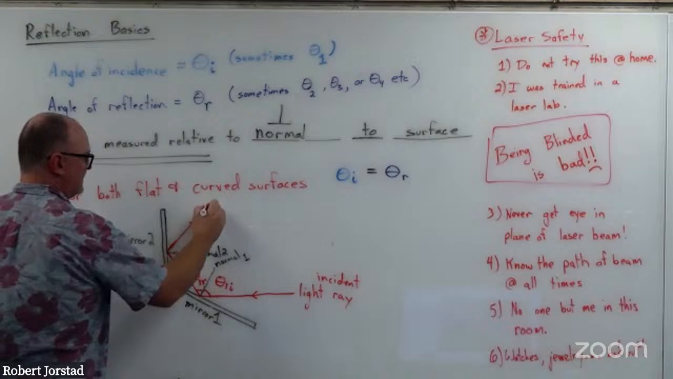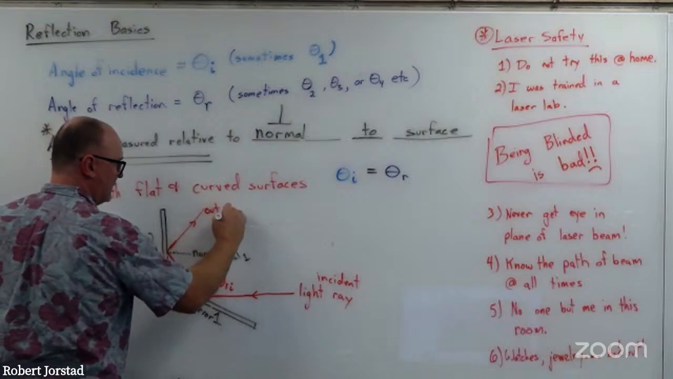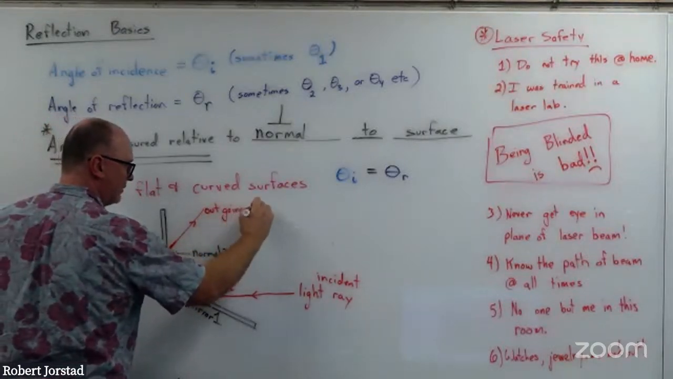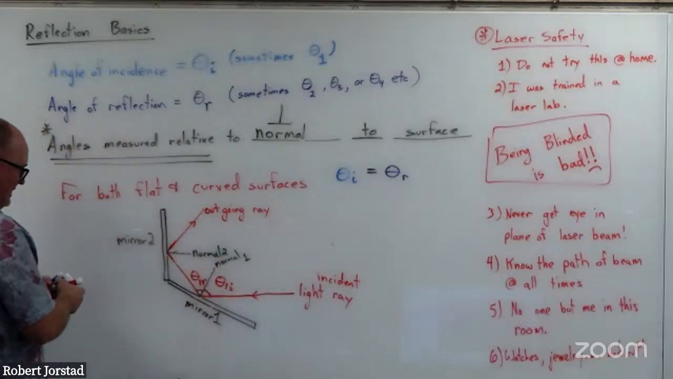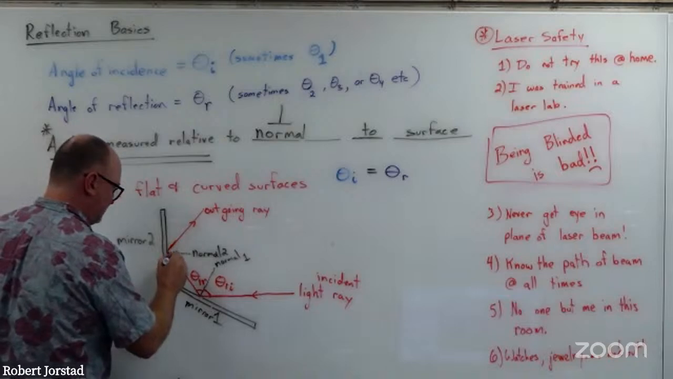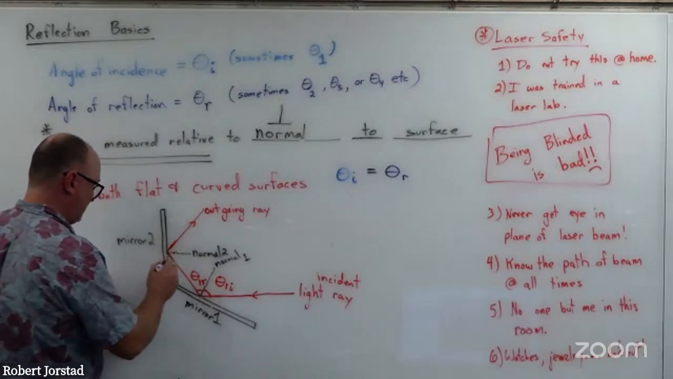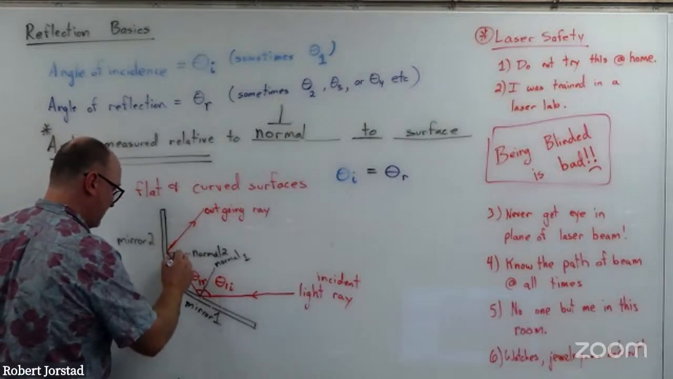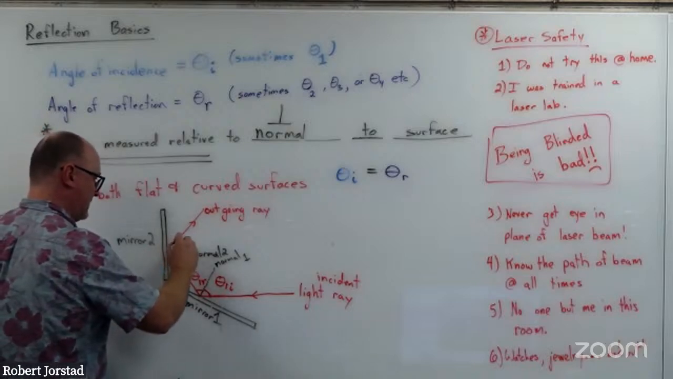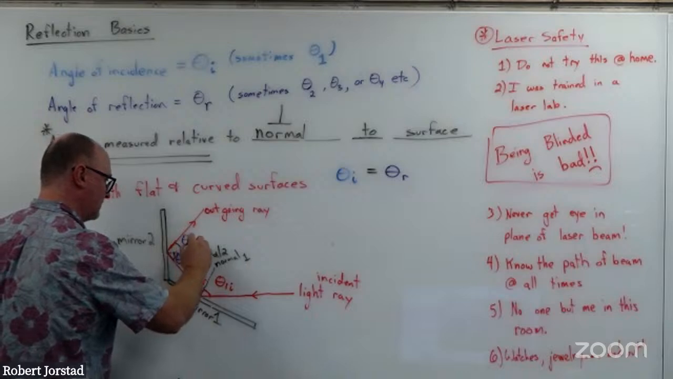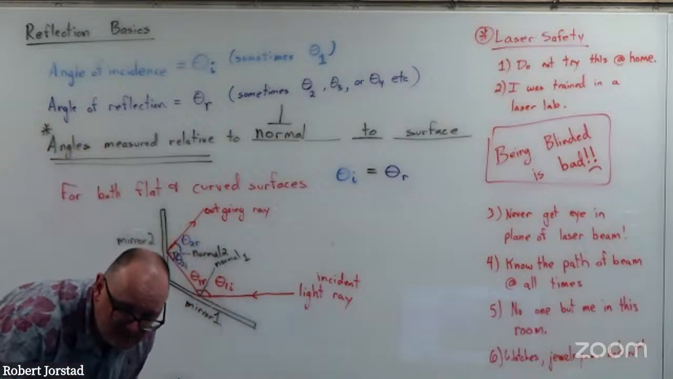All right, this is sometimes called the outgoing ray. So we've got the incident ray and the outgoing ray. And so here I might call this one theta 2 incident. And this could be theta 2 reflected. Make sure that shows up. Close enough.